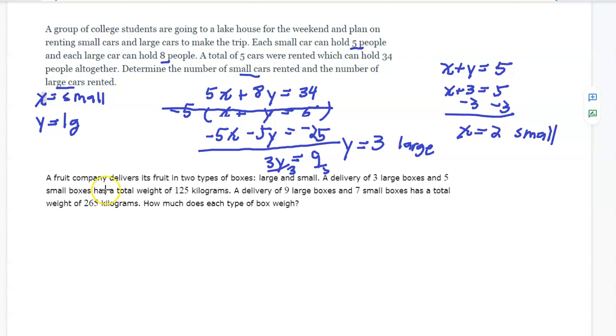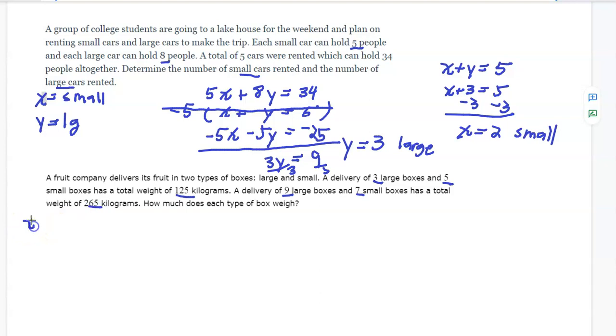Okay, last problem. A fruit company delivers fruit in 2 types of boxes, large and small. Sounds like the last one. A delivery of 3 large boxes and 5 small boxes has a total weight of 125 kilograms. A delivery of 9 large and 7 small has a total of 265. How much does each type weigh? Okay, so all kinds of stuff here. I got 3 and 5 equals 125. I have 9 and 7 equals 265.